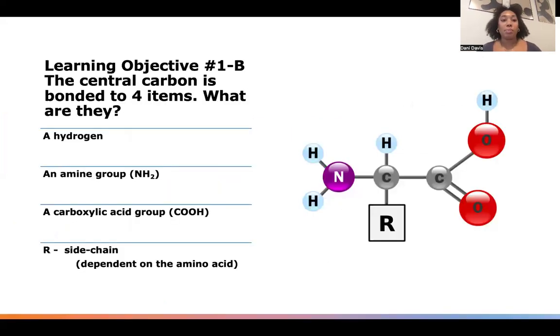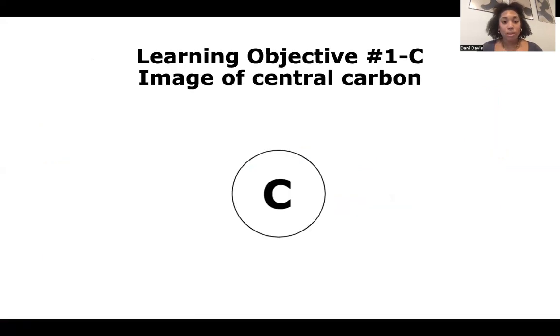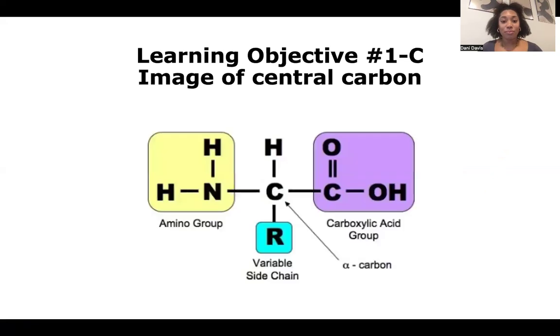Learning objective 1B. The central carbon is bonded to 4 items. What are they? They're bonded to a hydrogen, an amine group, a carboxylic acid group, and a side chain dependent on the amino acid. Learning objective 1C, the image of the central carbon. Here you can see the central carbon, this carbon is in the center. They have the amino group, the variable side chain, the carboxylic acid group, and that hydrogen, like we had mentioned previously.